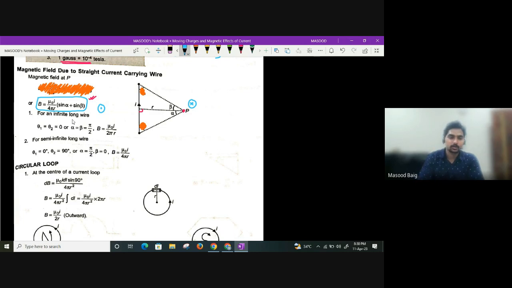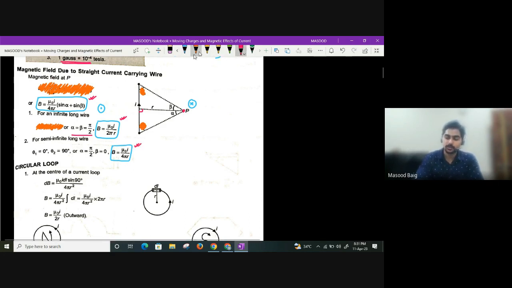So what is the angle made for an infinite wire, alpha and beta, guys? For an infinitely long wire, again, I'm not going to focus on theta 1 and theta 2. What will be alpha and beta values? Alpha and beta values are going to be pi by 2, guys. So what is the magnetic field? You will get magnetic field due to an infinite wire as mu naught I divided by 2 pi r. Clear, all of you? Now, I cannot say that for a semi-infinite wire it will always be mu naught I divided by 4 pi r, guys. When will it be mu naught I divided by 4 pi r?